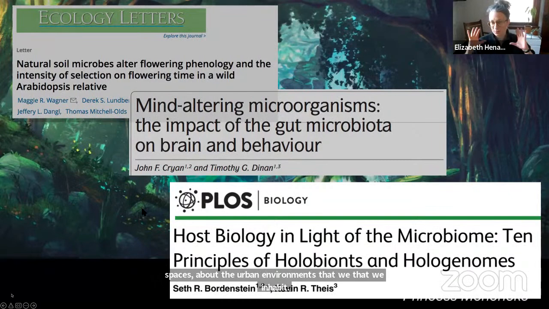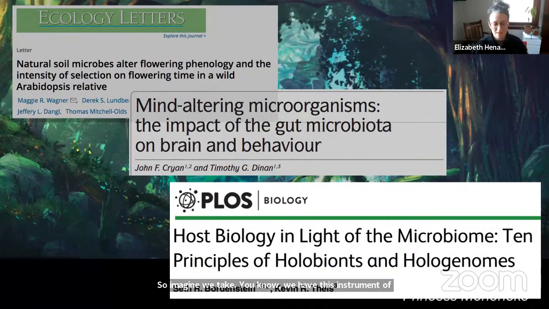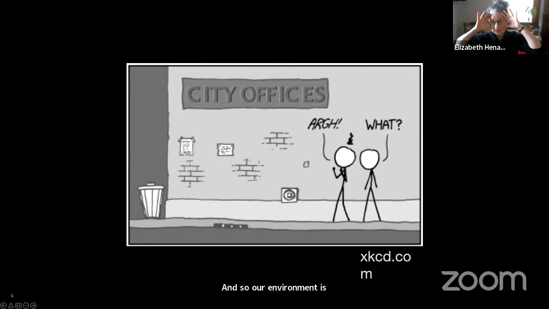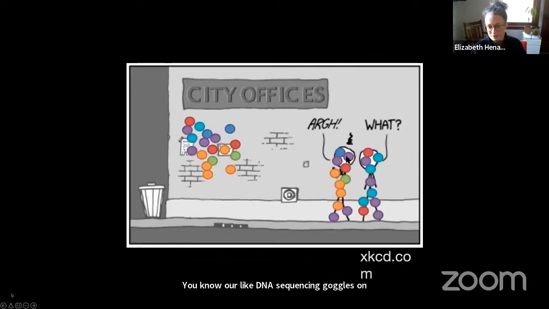So imagine we have this instrument of DNA sequencing in hand, and we're like, I'm going to study my environment. But for a lot of us who live in cities, our environment doesn't look like a lush green landscape. It looks something like this. So over half of the global population lives in cities at the moment, and that's projected to increase. And so our environments mostly look like this. And so imagine we had our DNA sequencing goggles on, and we were studying our environment. It might look something like this.